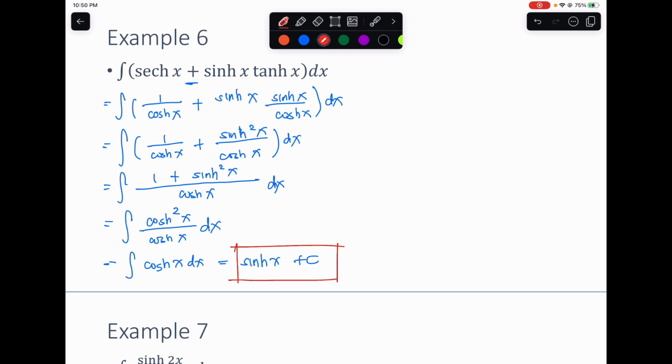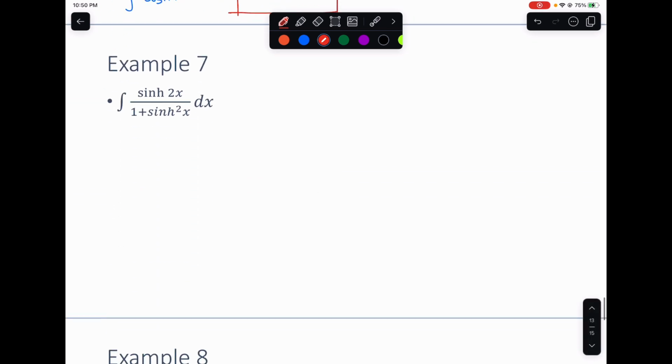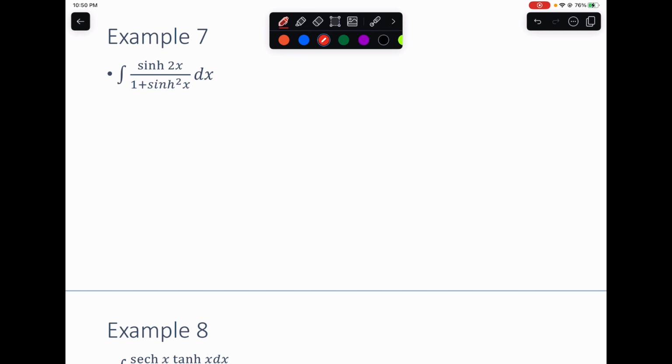So this is an example where we apply first the identity, and then once we reduce it to something that is integrable, that's the time that we integrate it. For example number 7, this is a rational integrand. As I've mentioned from our previous meeting, whenever we are given a rational integrand, we always first try the natural logarithm formula.